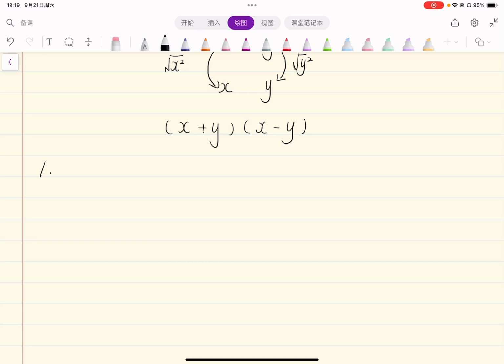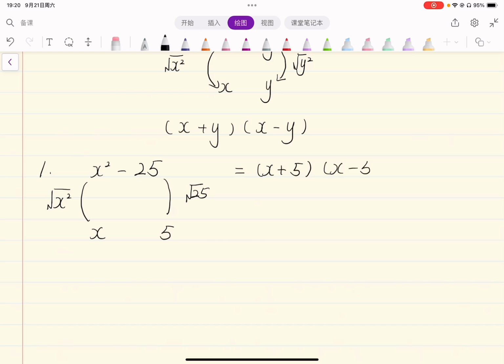So the first question, x squared minus 25. We take the square root of the first one, the square root of x squared. What do we get? We get x. And the square root of 25, what do we get? We get 5, right? So we can write the expression equal to x plus 5 times x minus 5.